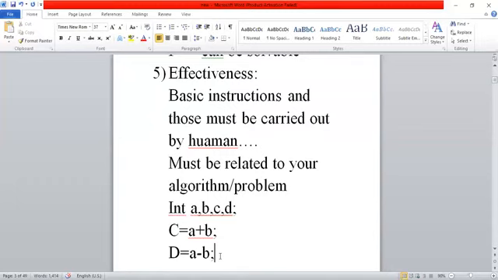So then only we say that all the instructions are effective and related to your problem. Whatever instructions you are writing must be basic instructions, and they must be carried out by a human. By taking pen and paper, you must be in a position to trace out all the instructions. Okay? And whatever instructions you include in your algorithm must be related to your algorithm or problem or program. Unnecessarily, don't include non-required instructions in your problem.